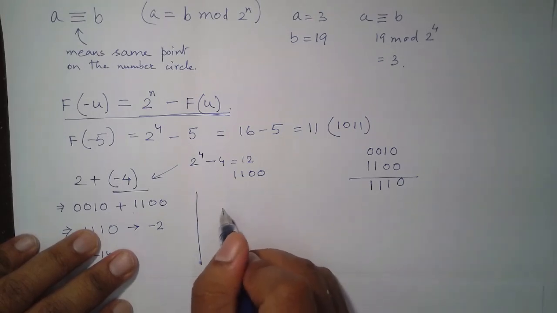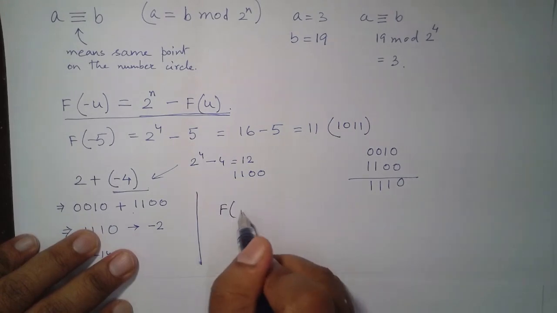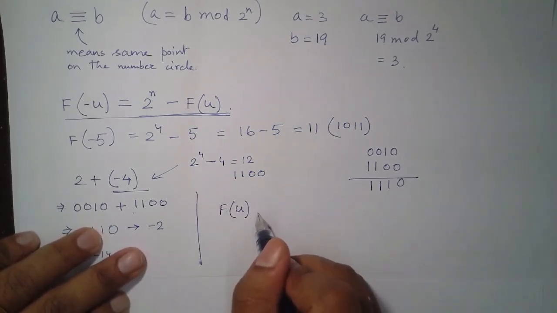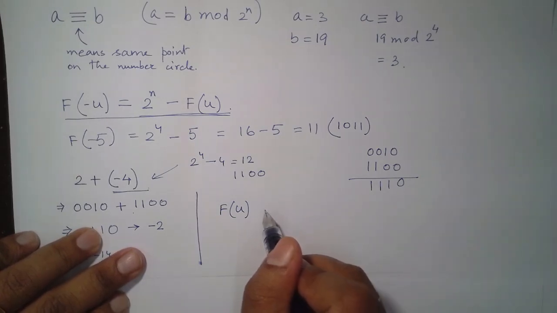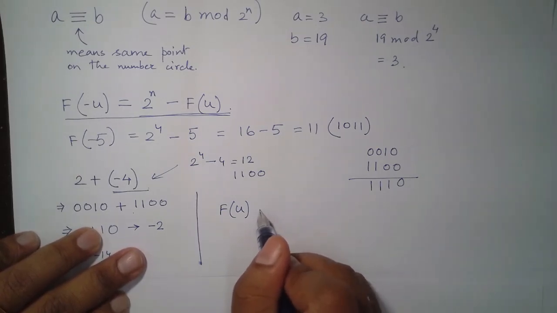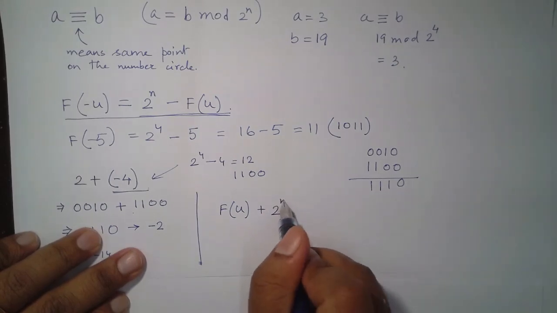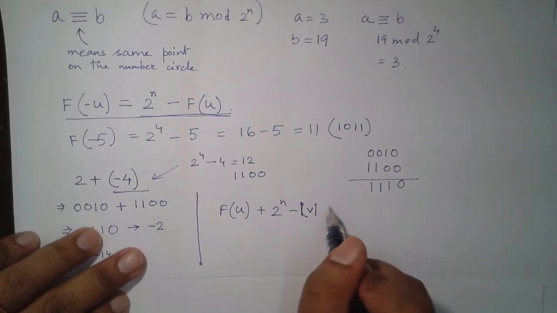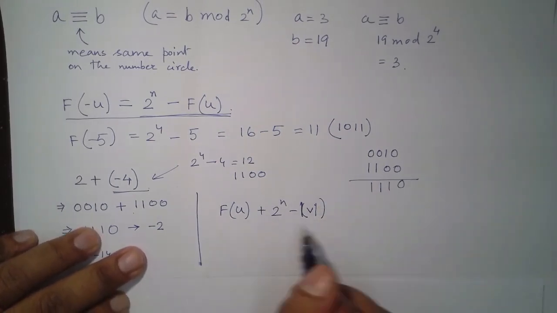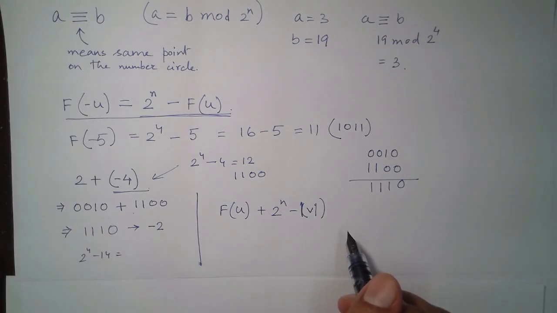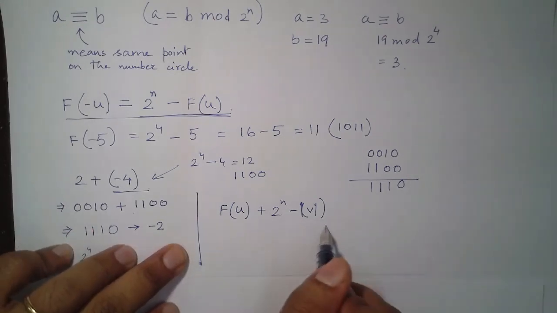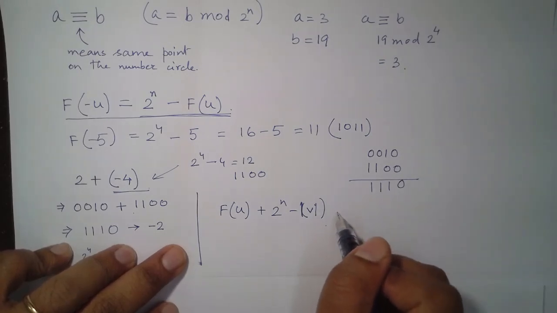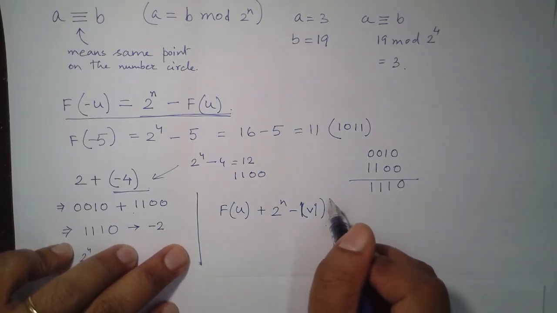So that means let's say f of u you want to add with f of v, and v is a negative number. So basically you have to represent v as 2 to the power n minus v, which is the mod of v, and that will give you the actual outcome.